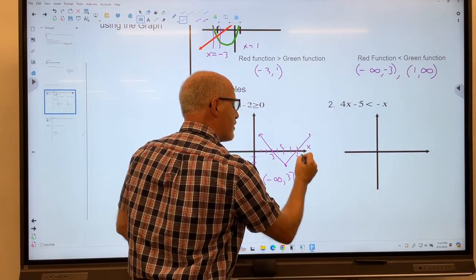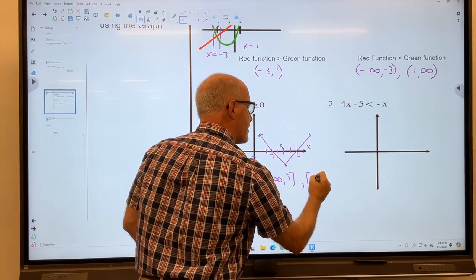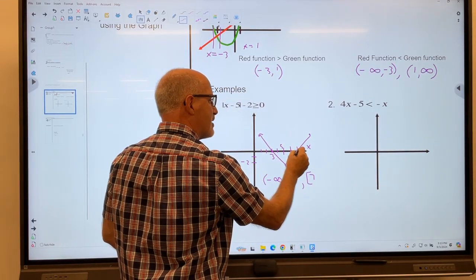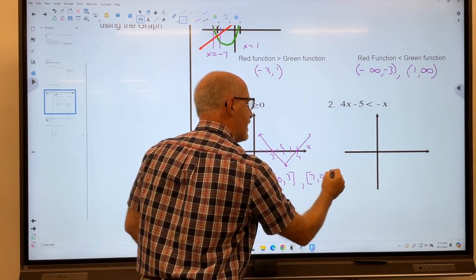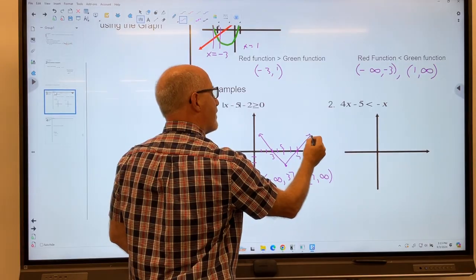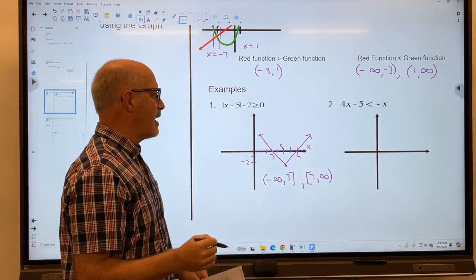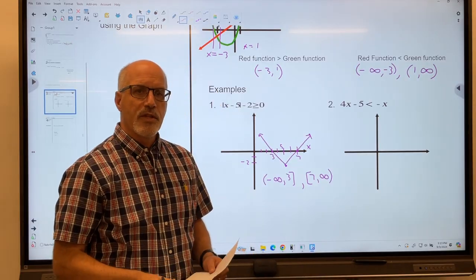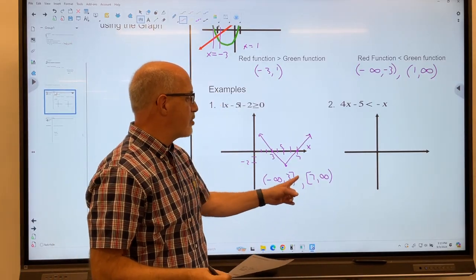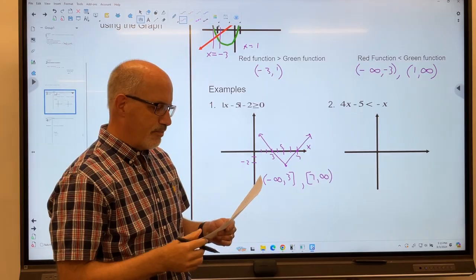The other interval starts at 7. Now since it's or equal to, they match there at 7. So we're going to include it. And then it goes off to infinity, where the purple graph, this absolute value graph, is above it or equal to it. So if you have the or equal to, make sure you use the bracket to include it.